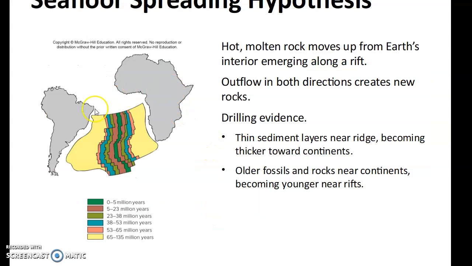And the seafloor is spreading, and we can see that there is some spreading that has taken place. The thin sediment layers near the ridge become thicker towards the continents. Older fossils and rocks near the continents become younger near the rifts. Again, fossil dating is another subject of contention. Hot molten rock moves up from the Earth's interior, emerging from the rift.